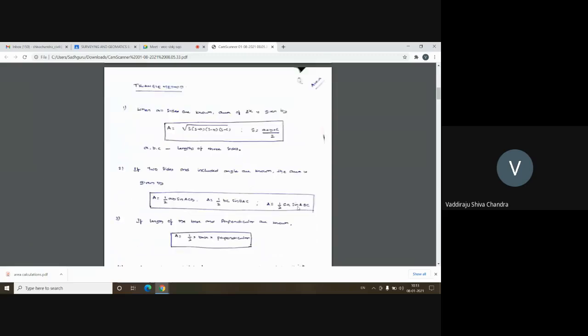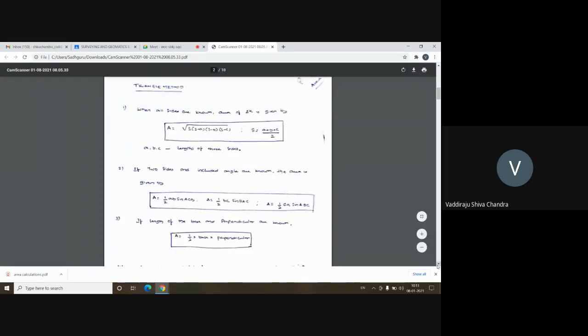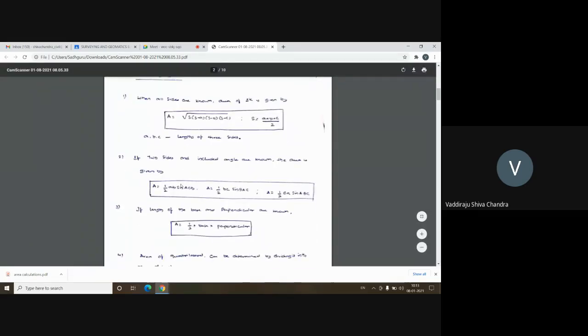If only two sides and the included angle are given to you, then the area is given by half into AB into sine ACB, that is sine C, or half into BC into sine A, or half into CA into sine B. Any of these equations you can use. And if the length of the base and perpendicular are known, the area is equal to half into base into perpendicular.